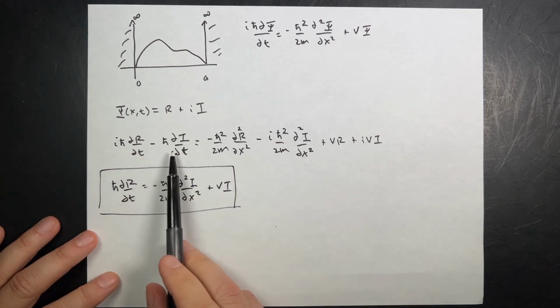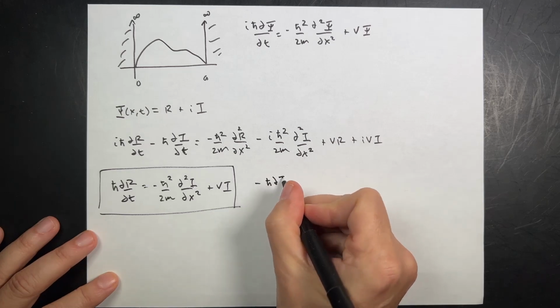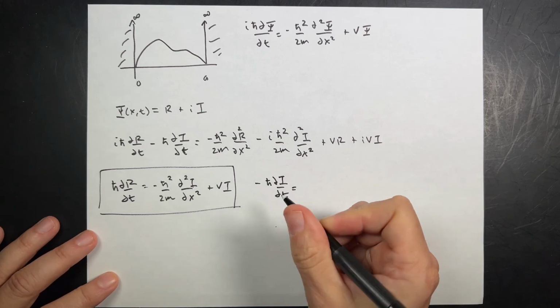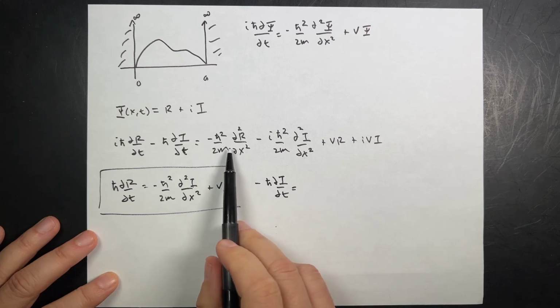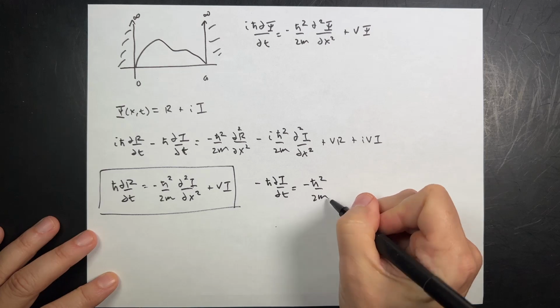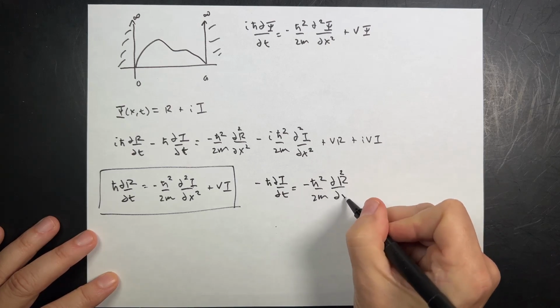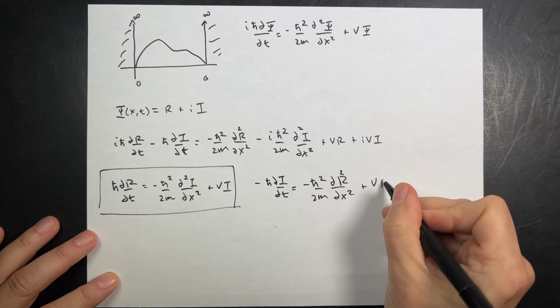Now let's do the same thing for the real stuff. So right here I have a real negative h bar partial of i with respect to t equals the real stuff right here, negative h bar squared over 2m partial of r with respect to x, plus V r.